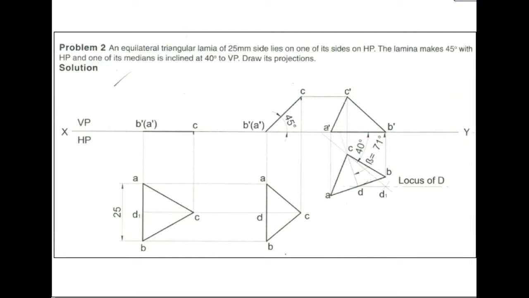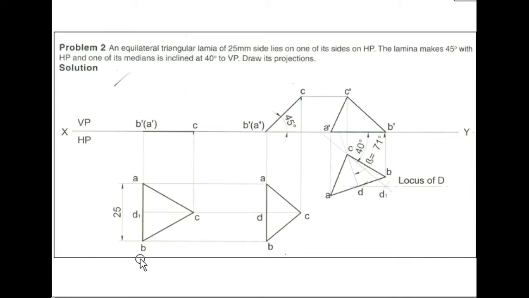So we have to go step by step. In the previous class, I explained how to go with it. So first identify the position in which it lies. Next, identify the surface inclination. Next, go with line inclination. So these are the three conditions which I have explained. So by seeing this, how the equilateral triangular lamina is lying. So it is lying on one of its sides. Where it is lying? It is lying on HP plane. Next, the lamina makes 45-degree with HP, means it is a surface inclination. So surface inclination is with respect to HP.